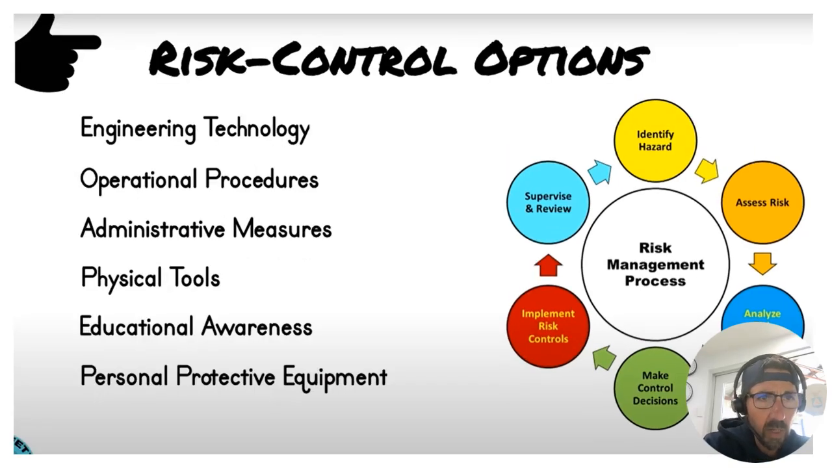The control options: engineering, technology, operational procedures, administrative measures, physical tools, educational awareness, and personal protective equipment. Like I said, not all of these are going to fit into the scenario, but basically operational procedures, declare an emergency, right? That's an operational procedure. You're going to receive priority, and you're going to also receive extra help from a controller. If that's an option they can provide you, that's great. So you want to make sure that you have that available for you. And then obviously any emergency equipment being dispatched to where you're at if necessary.